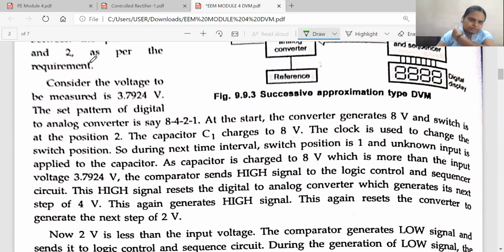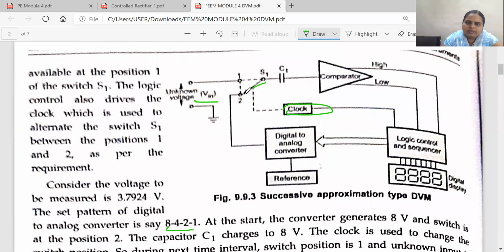Consider the voltage to be measured is 3.7924, which is the unknown parameter for us. The set pattern of the digital to analog converter we are going to fix as 8421. At the start, the converter generates 8 volts and the switch is at position 2, meaning the digital to analog converter is giving the value of 8 volts.